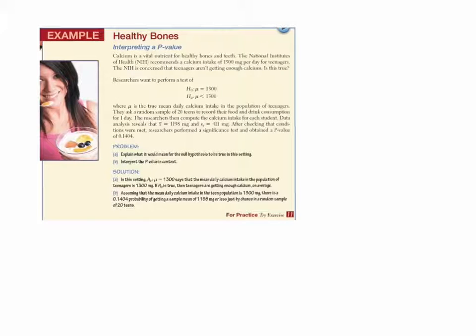So here we're looking at this example of healthy bones. It looks like we're looking at the mean amount of calcium intake for teenagers. The National Institutes of Health is recommending 1,300 milligrams per day, and we're performing a test to see if it could be less than that.